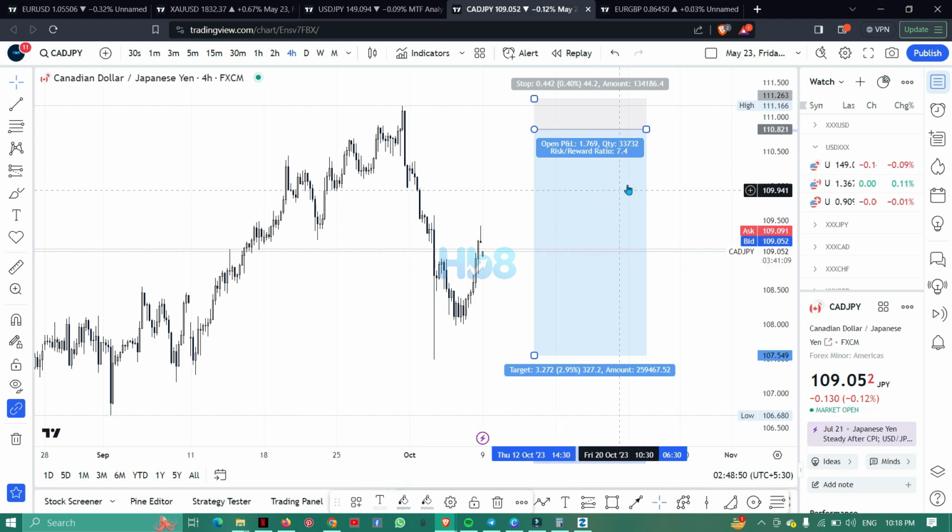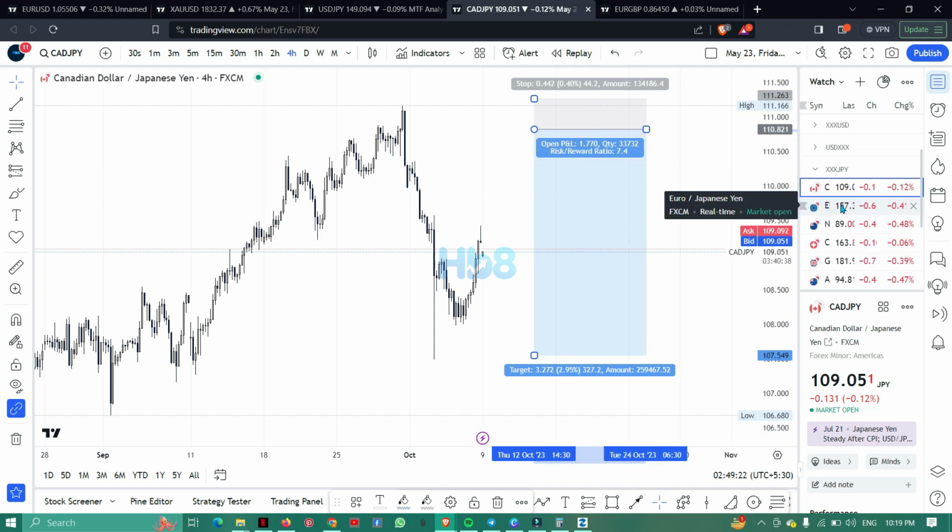Just click on OK, and there you have it, 33732. Now, that's 33,732. Divide this by 100,000, you have 0.33732. That's the lot size you're going to use for CAD JPY. Okay, that's the lot size you're going to use for CAD JPY. And this also applies to all other pairs that have JPY as their quote currency.